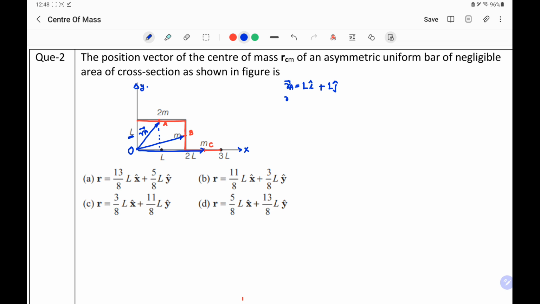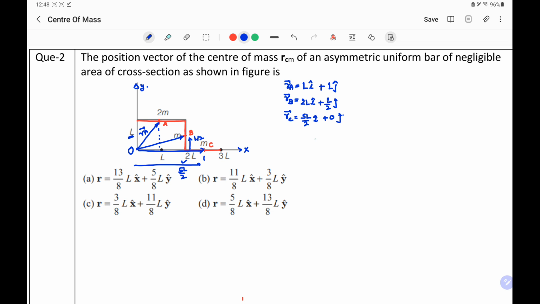Similarly, we can write for RB, which is the position vector of the point B with respect to the origin. It has the length 2L along the x-axis, so it is 2Li, plus along the j-axis this length is L by 2, so it is L by 2 j. And the third point, which is C, has the position vector RC equal to: the midpoint has a distance from the origin of 2.5L, or we can write it as 5L by 2. So it is 5L by 2 i, and in the vertical direction it is 0, plus 0j.